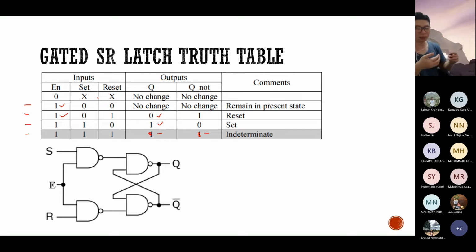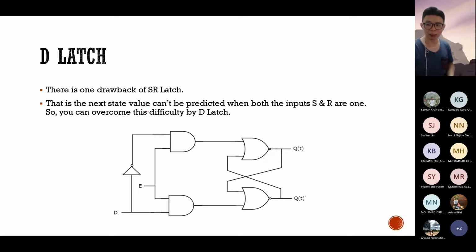Set state means that your output will be 1. Reset state means your output will be 0. So that is the principle of how this SR latch operates. All right, so now I'm going to cover a little bit more on the D latch, and then we will end our class today.